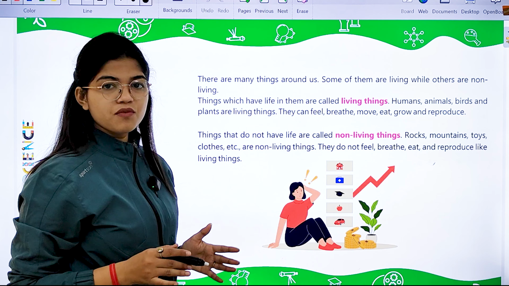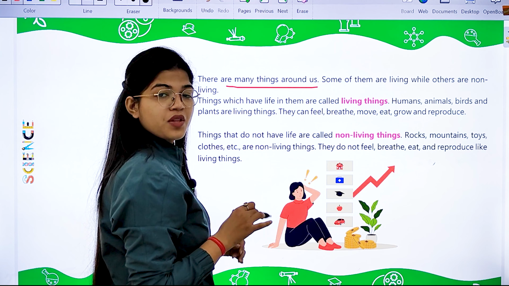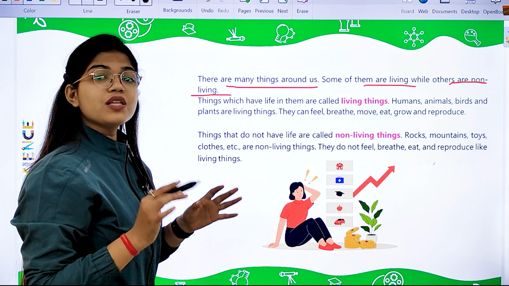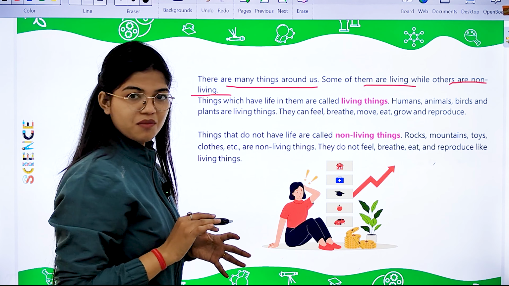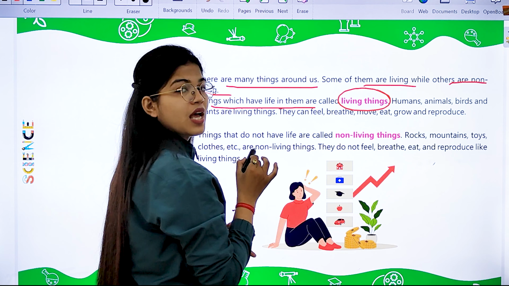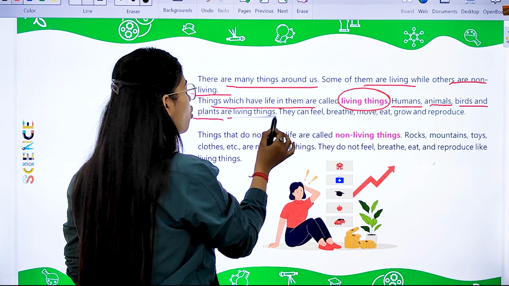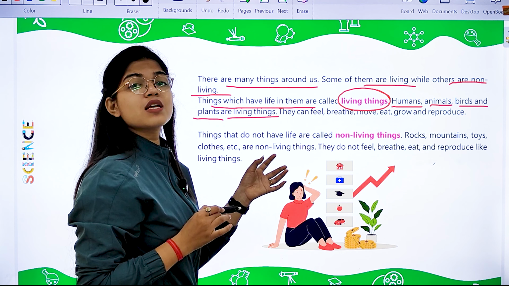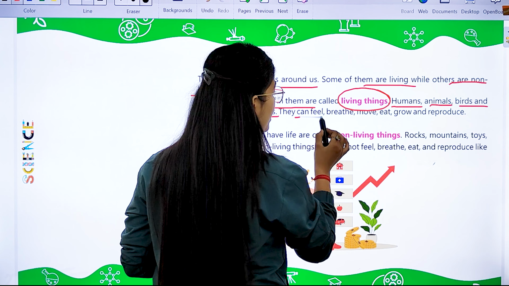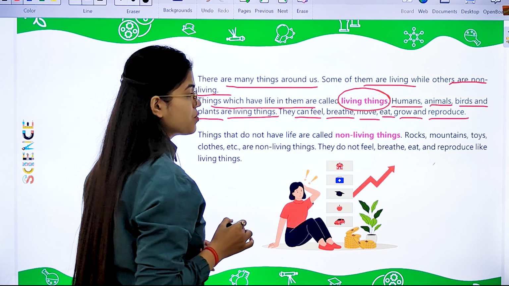See, same as I told you, there are many things around us. Some of them are living while others are non-living. Now the things which have life in them, they are called the living things. And majorly human beings, animals, birds, plants, all of these are living things because they have life in them. These living beings can see, breathe, move, eat, grow, and also reproduce.